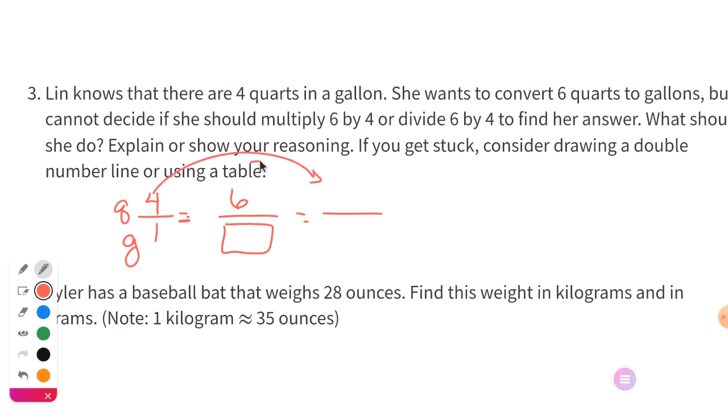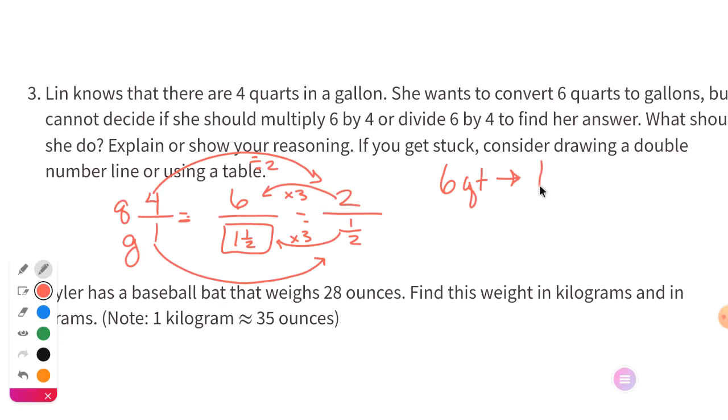So if I divide by 2, I would get 2. Can I take 1 divided by 2? Half. How do I get from 2 back to 6? Times 3. What's half times 3? 1 and 1/2. Okay? So hold on. Now, to answer the question, we're converting 6 quarts to 1.5 gallons.